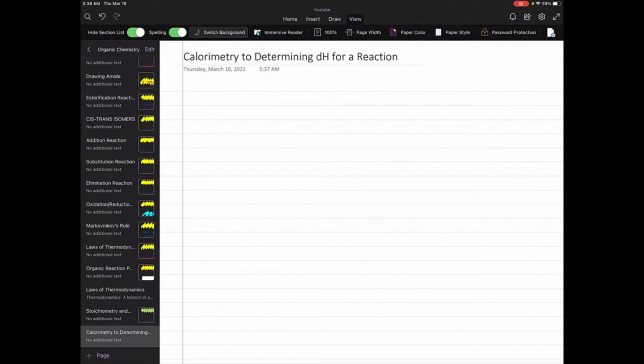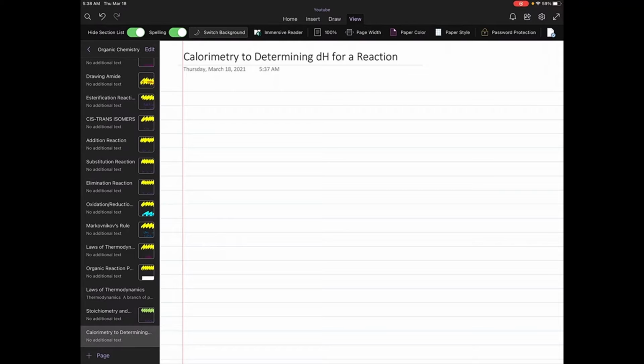Folks, today I have a lesson for you on determining, using calorimetry, the delta H for our reaction. So first I will be writing down a question and then we'll be going through that question together.